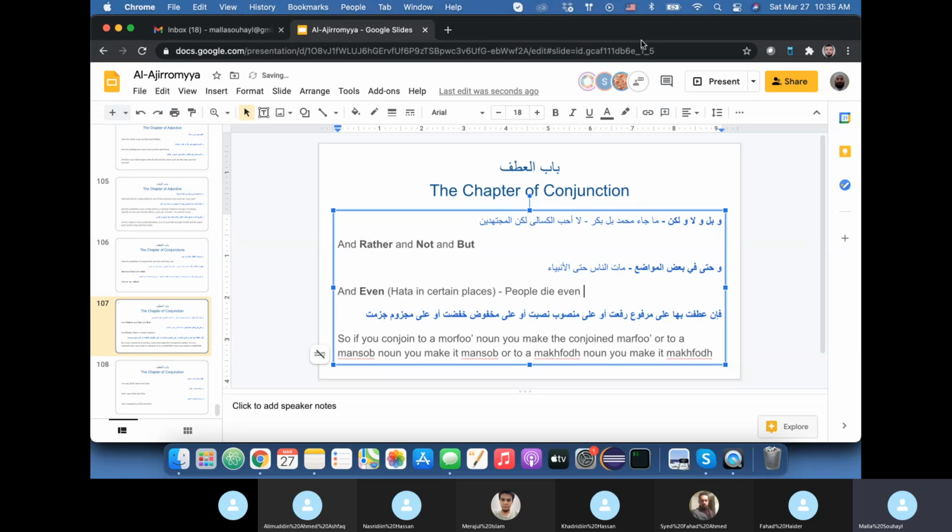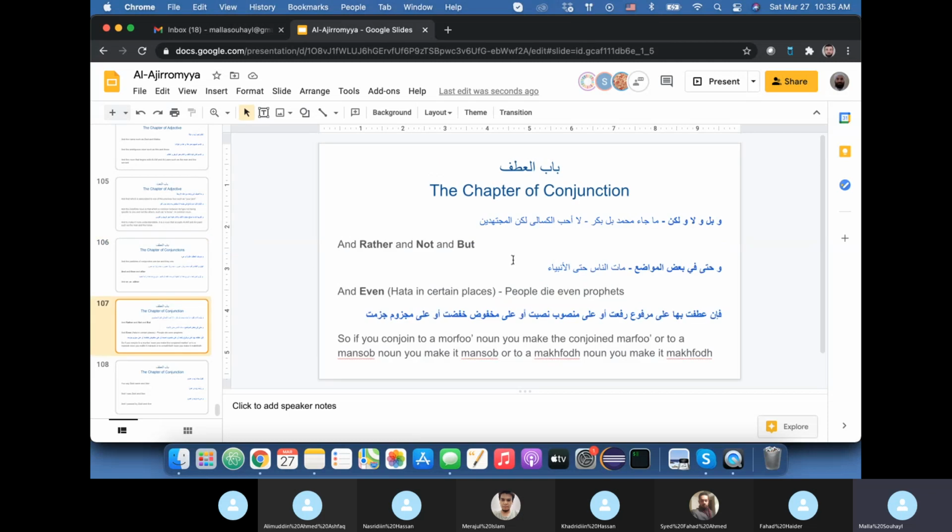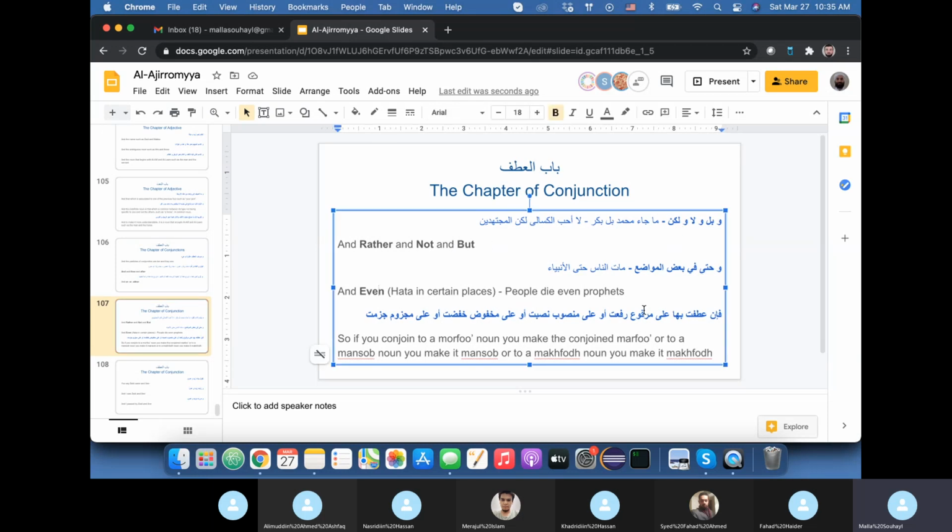People die, even prophets. So that's the last one. Quickly, let's go over them again. Wa, which means and; fa, which means then; thumma, which means after; aw, which means or; am, which means or again, but I told you the difference between them. Imma, which means either; wa bal, which means rather; la means not; lakin means but; and hatta means even, right?